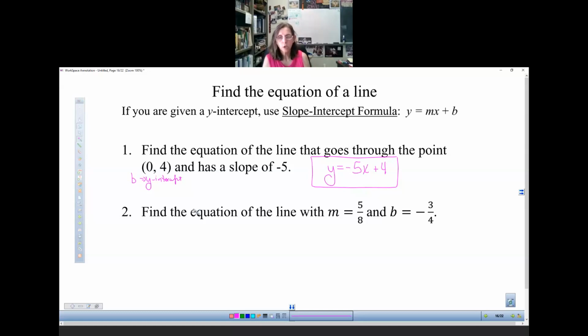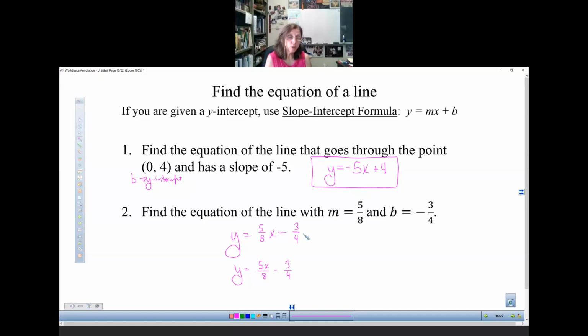Okay, so hopefully you all now have y is equal to 5/8 times x minus 3/4. That's it. That's all you need to do. You could have written this as 5x over 8 if that makes you really happy. It doesn't matter to me which way you write it.